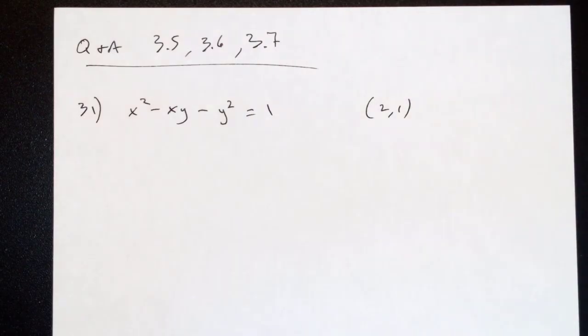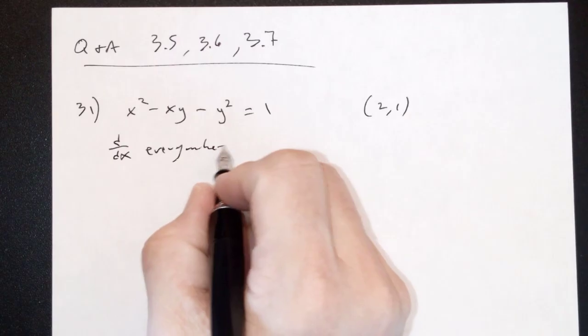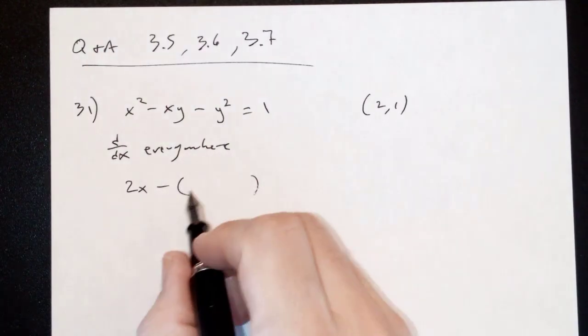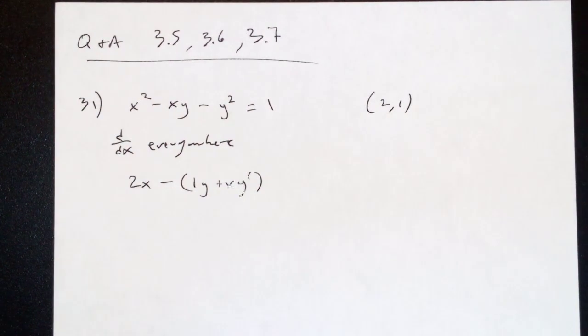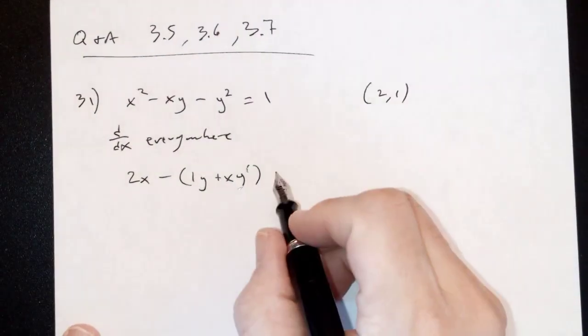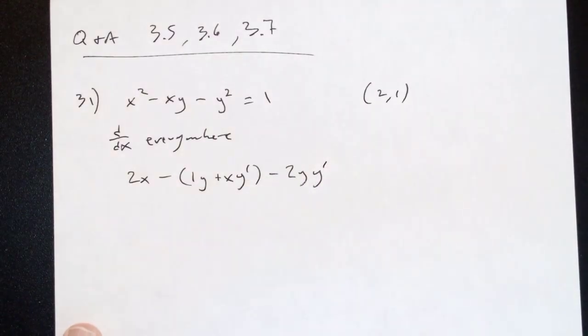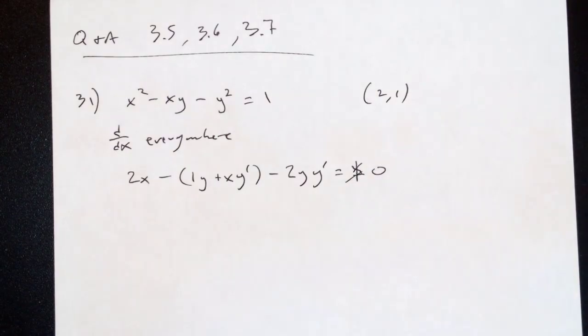So I take the derivative with respect to x everywhere. Derivative of x squared is 2x. I have a product, x times y: derivative of the x times the y, plus leave the x alone, take the derivative of the y. Then I have the derivative of y squared, which is 2y, and the chain rule gives me y prime. Derivative of 1 is 0. Got to take the derivative everywhere, both sides.